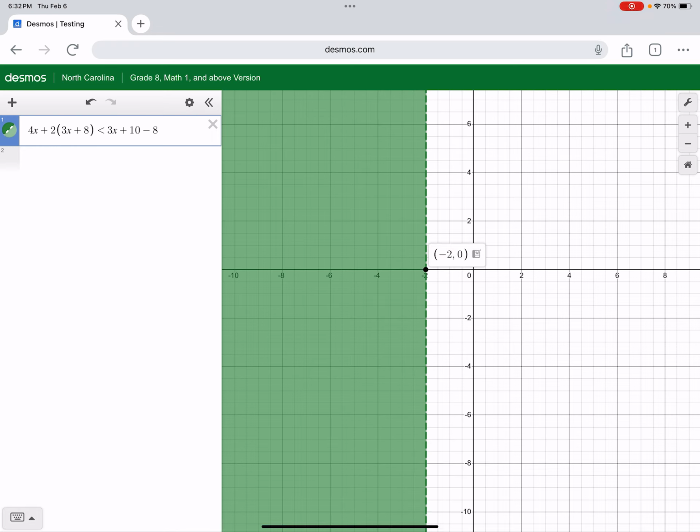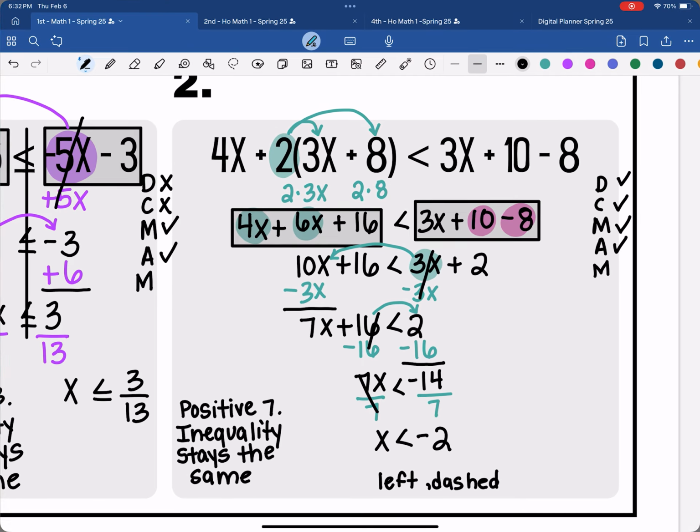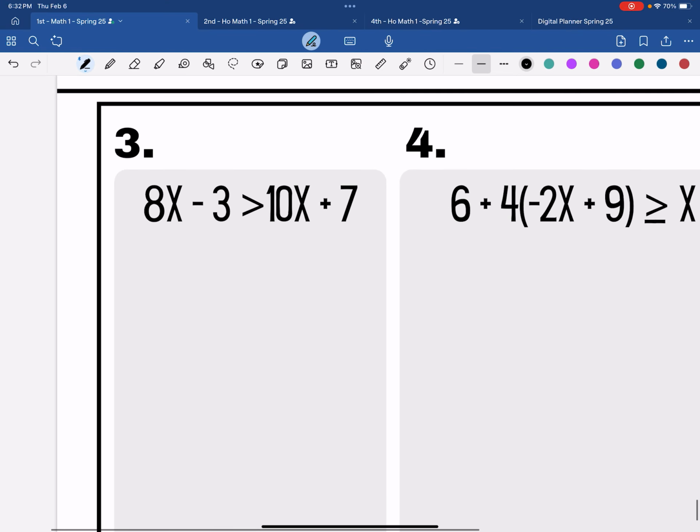It's shading to the left side of the line, and it's dashed this time. So you should see the dashed line, which means it's not equal to. It's only a solid line when it's equal to. If it doesn't have an equal to, then it's going to be a dashed line. So that is correct. All right, so looking at number 3.